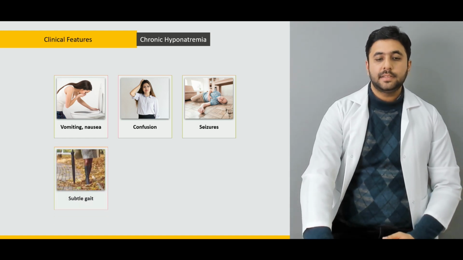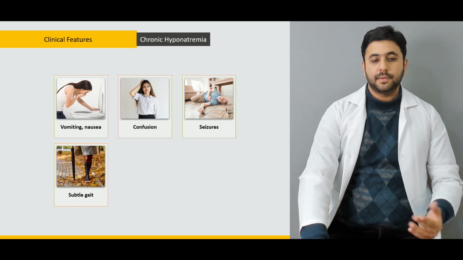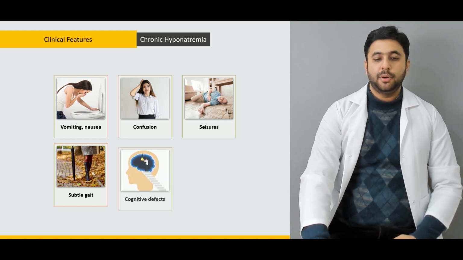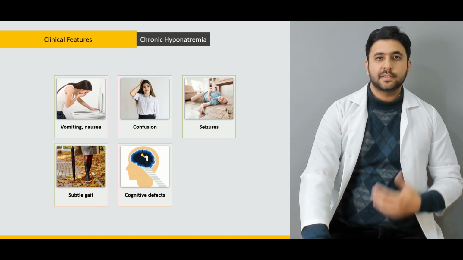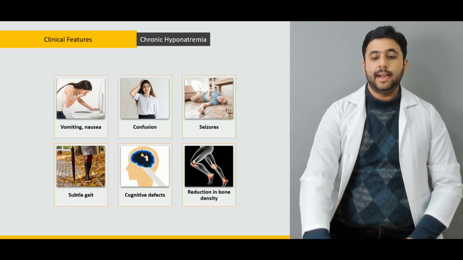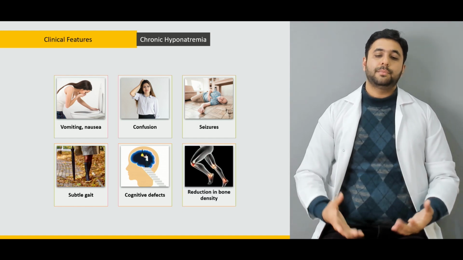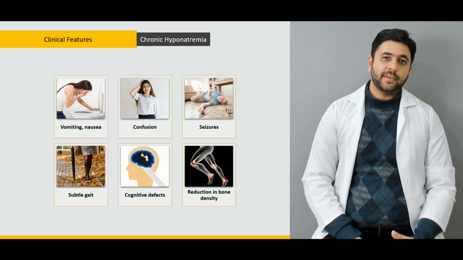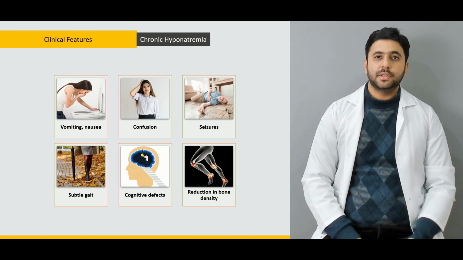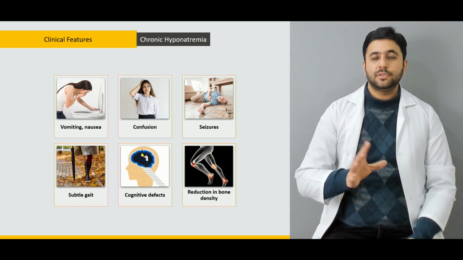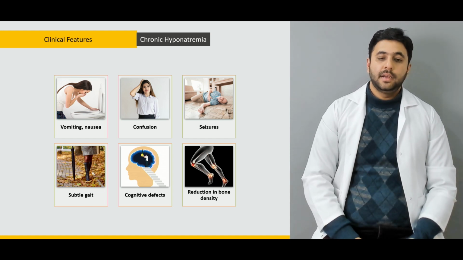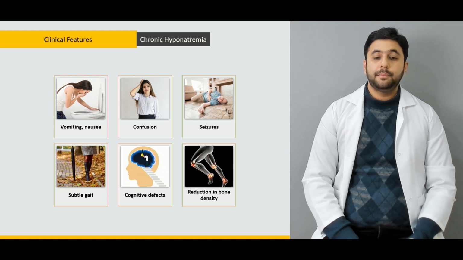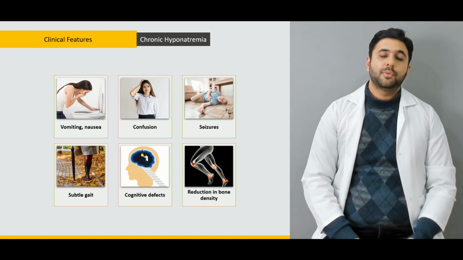Otherwise, if the symptoms are generally subtle, like subtle gait abnormalities, a few cognitive defects, or a bit of confusion, these patients are also prone to fall because of two reasons. Number one, there will be some cognitive abnormalities because of problems with sodium. The brain is not functioning like that of a normal person. Similarly, their bone density is also reduced because of chronic hyponatremia, and this leads to a greater propensity to fall.